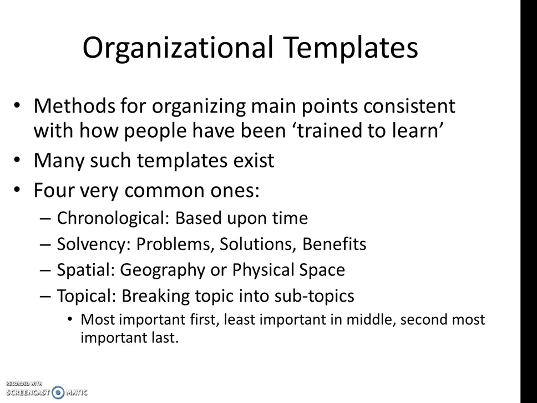Finally, number 4 is topical. Topical is breaking the topic down based on subtopics or types. So for example, if you're giving your speech about music, you could talk about different types of music or different musicians. If it's about sports, you could talk about different sports. Now, if you use the topical, the order of the main points is not really prescribed by the strategy itself. Like chronological, it's about past, present, future, for example. Solvency is problem, solutions, benefits. You wouldn't put the solutions before the problems. In topical, how you organize these subtopics or types is entirely at your discretion.